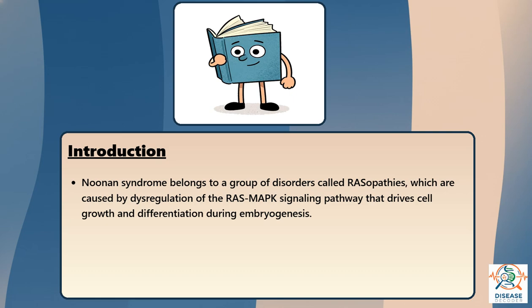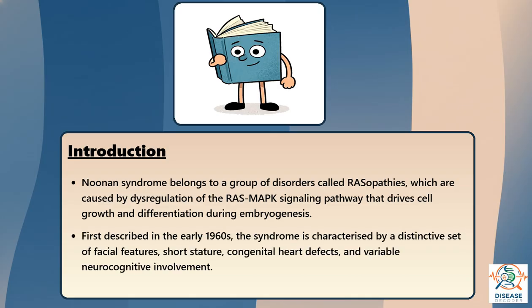Noonan syndrome belongs to a group of disorders called RASopathies, which are caused by dysregulation of the RAS-MAPK signaling pathway that drives cell growth and differentiation during embryogenesis. First described in the early 1960s, the syndrome is characterized by a distinctive set of facial features, short stature, congenital heart defects, and variable neurocognitive involvement.